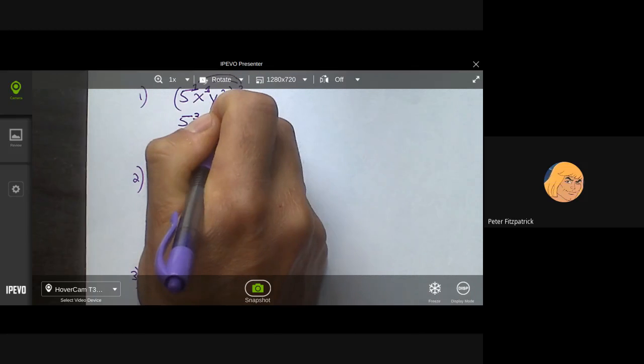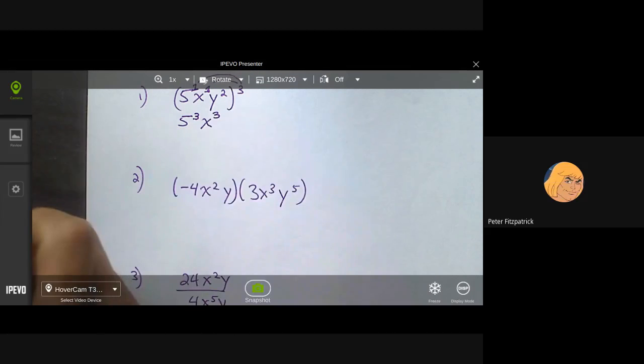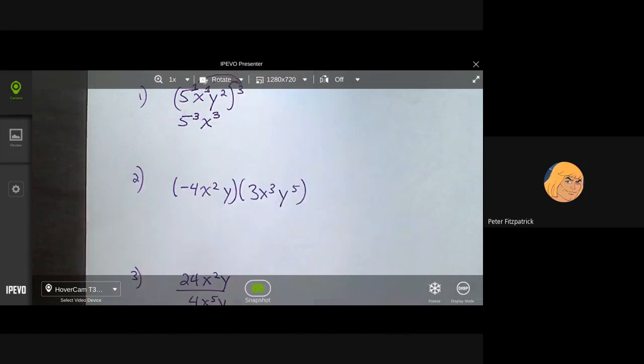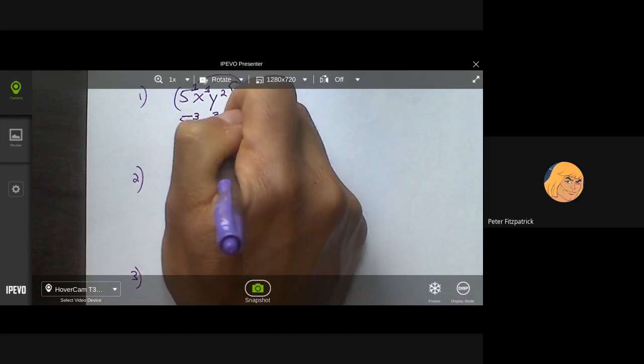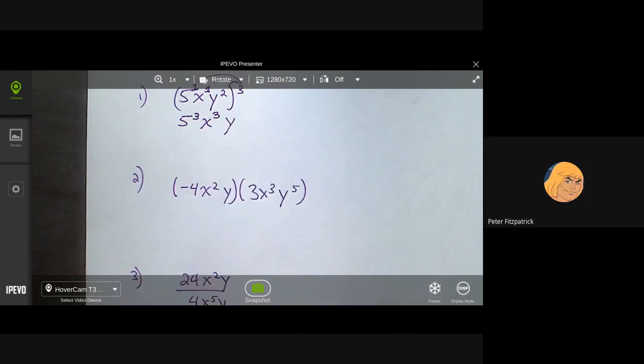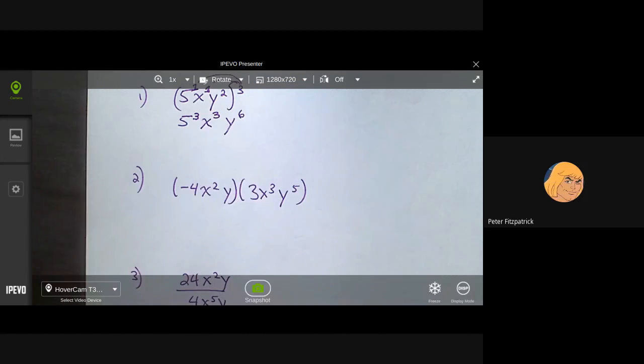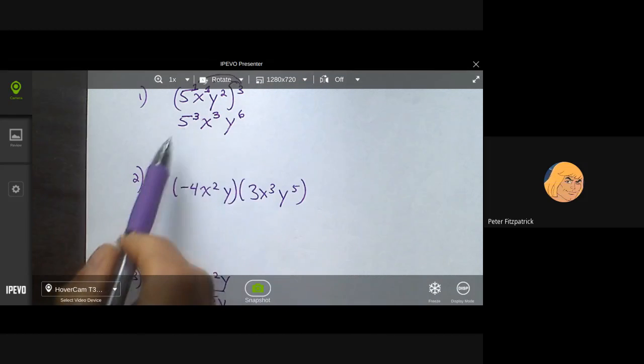X cubed. And then the last base that has an exponent is the y squared. So we're going to also multiply that power by 3. So that becomes y to the 6. Good job, Zach.